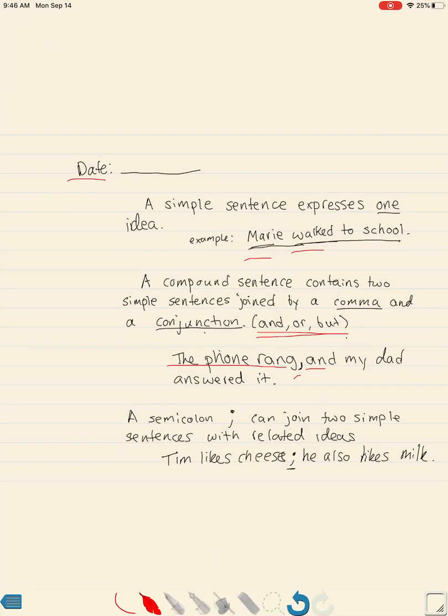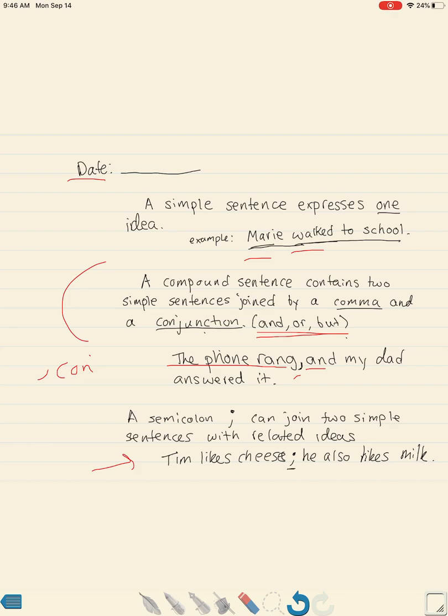So in your notes, I have a semicolon can join two simple sentences with related ideas. Tim likes cheese, semicolon, he also likes milk. All right, so that's how we join two simple sentences. You can either do the compound sentence with the comma and the conjunction, sorry, I'm not going to write that out again without my pen, you know what I mean. Or you can write it with the semicolon, and you don't need the conjunction if you do it that way.